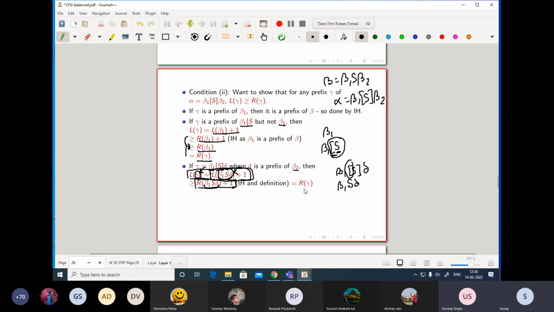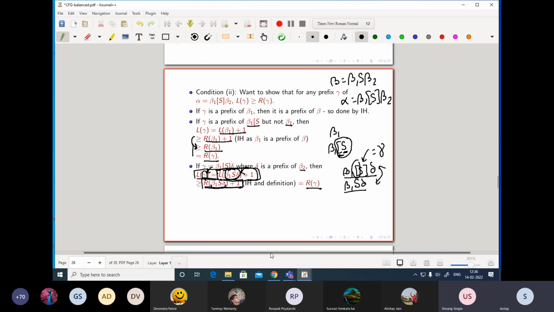Now I come back again to the structure of beta 1 bracket S bracket delta and beta 1 S delta. Notice that beta 1 bracket S bracket delta is equal to gamma. Just structurally, if you compare these two things, then the number of right brackets in this is 1 less than the number of right brackets over here. So now R of beta 1 S delta plus 1 I can replace as R of gamma. So I have shown that L of gamma is greater than equal to R of gamma. Have I answered your question? Yes, ma'am. Okay, so is it clear now?